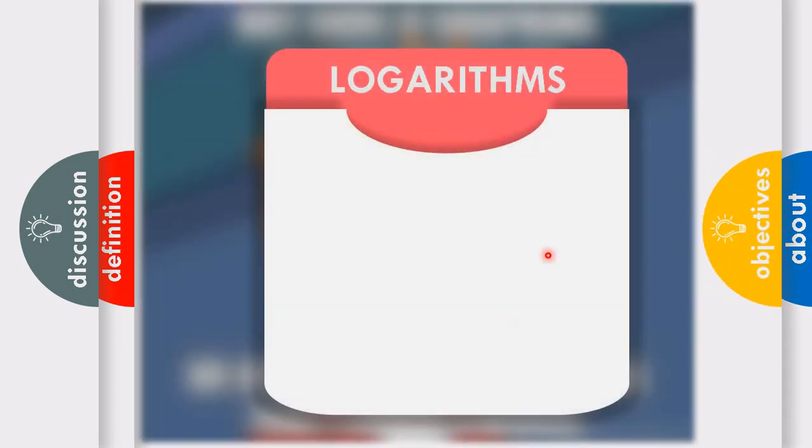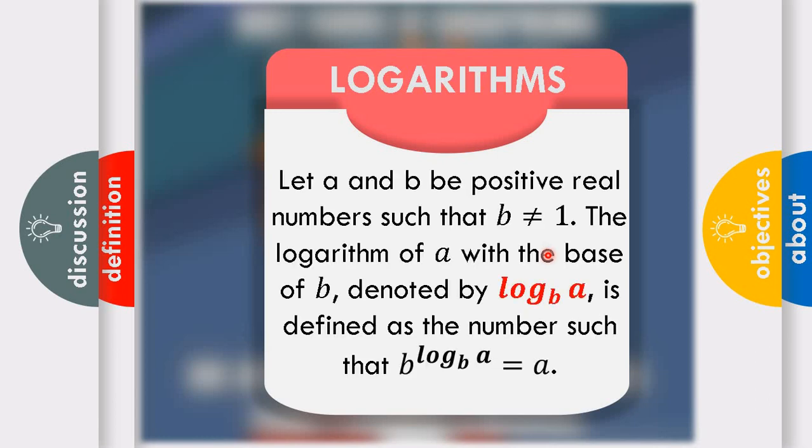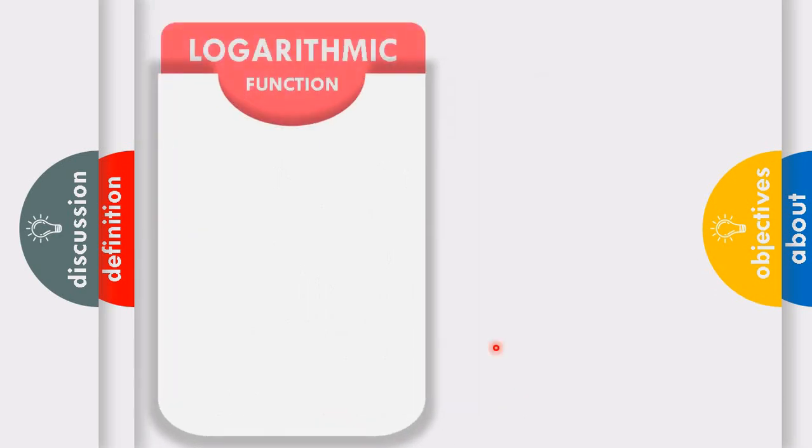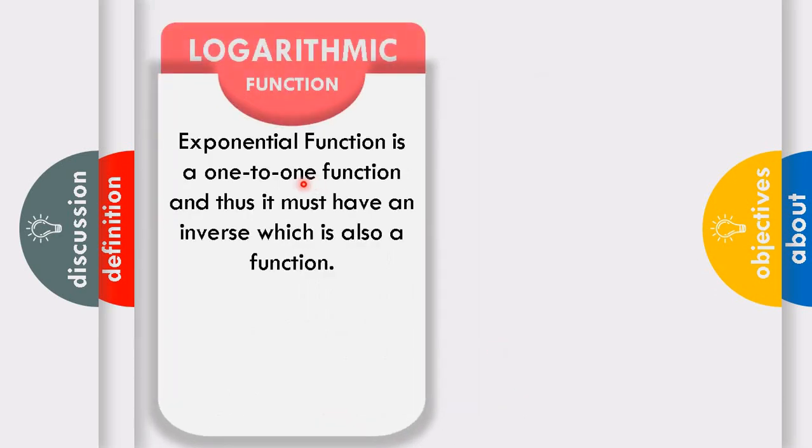Okay, so the first concept under logarithms is logarithms itself. So let a and b be positive real numbers such that b is not equal to 1. The logarithm of a to the base b is defined as the number such that b raised to log of a to the base b is equal to a.